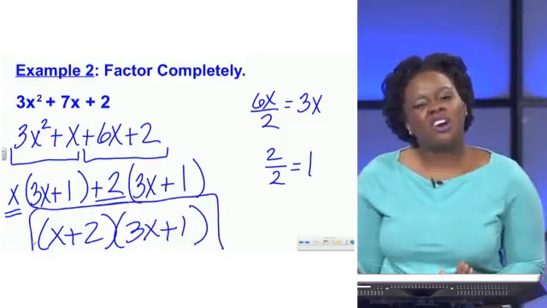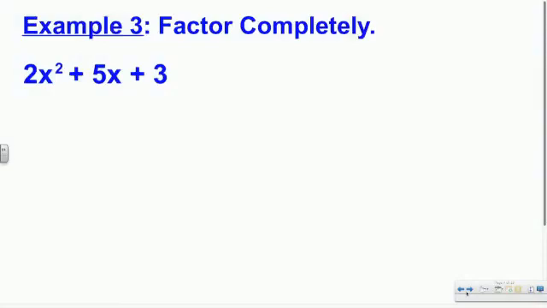Okay? So there are a few steps to it, but once you do it a few times, you start to get the hang of it. Okay? Let's try some more. So factor completely. 2x squared plus 5x plus 3. So again, we need to start out by multiplying 2 times 3. 6 just keeps popping up here. So 2 times 3 is 6. So factors of 6, 1 and 6, 2 and 3.